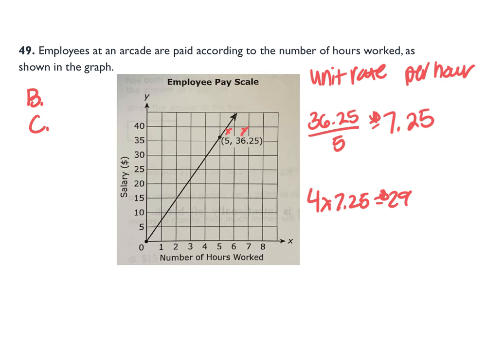D says if they work 10 hours, they earn $73. Well, if I'm looking at the math, 10 times $7.25 gives me $72.50, which is not 73. E, if they work 3.5 hours, they earn $21.75. That is not true. They will earn $23 and something cents. F, if they work for 7.25 hours, they earn $1. No, that's not right. G says if the employee does not work, they do not earn any money. That is correct.